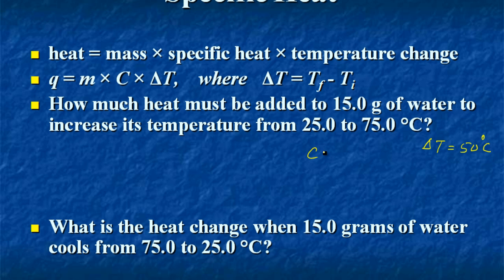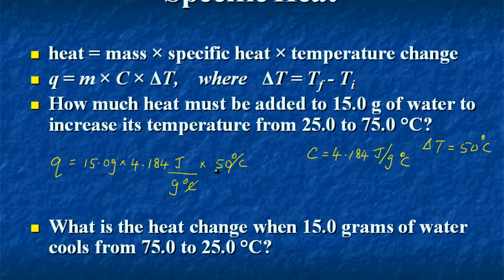Now I'll give you the specific heat. Specific heat of water is 4.184 joules per gram degree Celsius. So let us substitute the numbers into Q. So Q is mass, 15 grams, multiplied by 4.184 joules per gram degree Celsius, multiplied by 50 degrees Celsius. So again degrees Celsius will go away, gram will go away. So you get the Q in units of joules. We already learned that the unit of Q is joules.